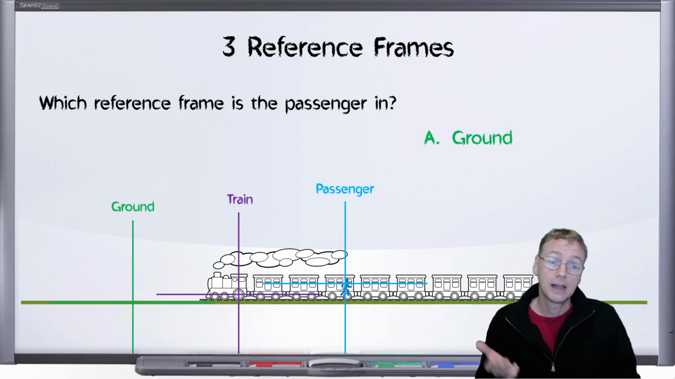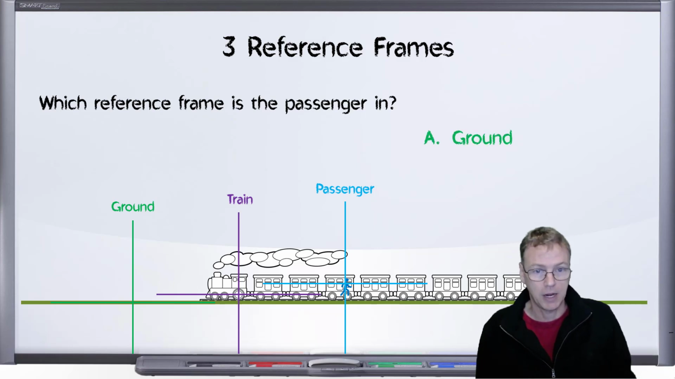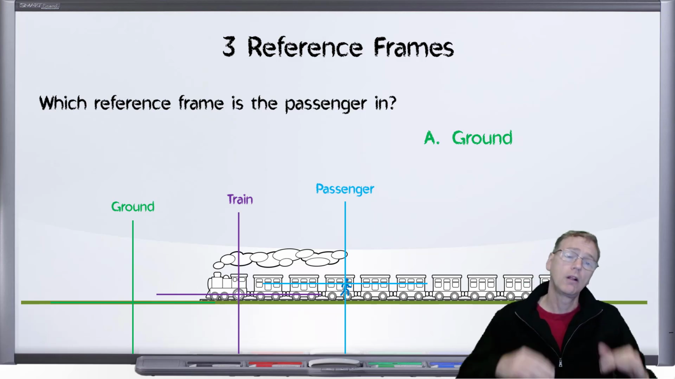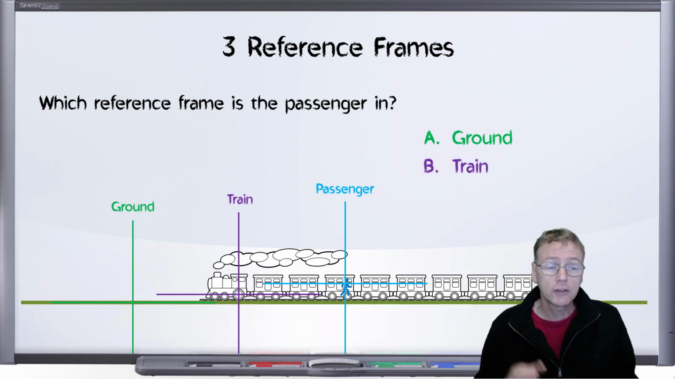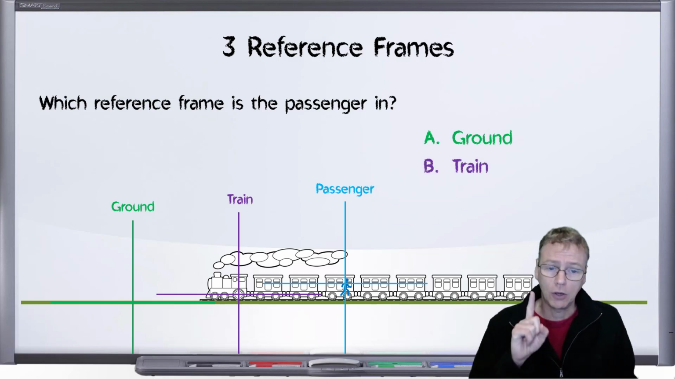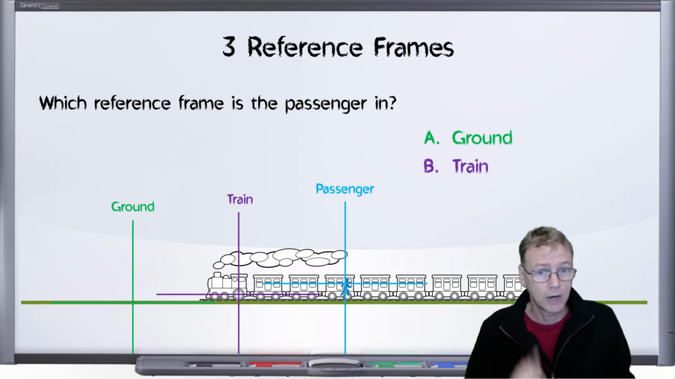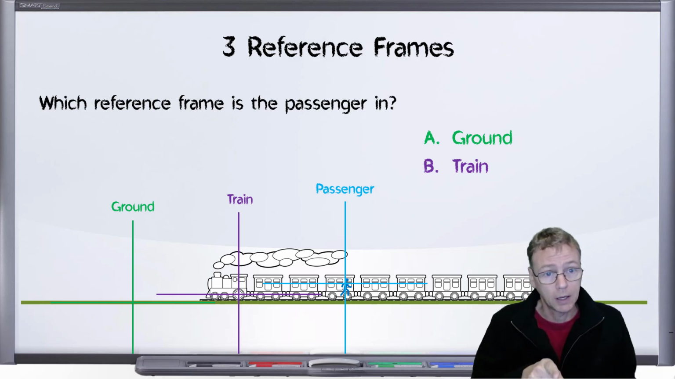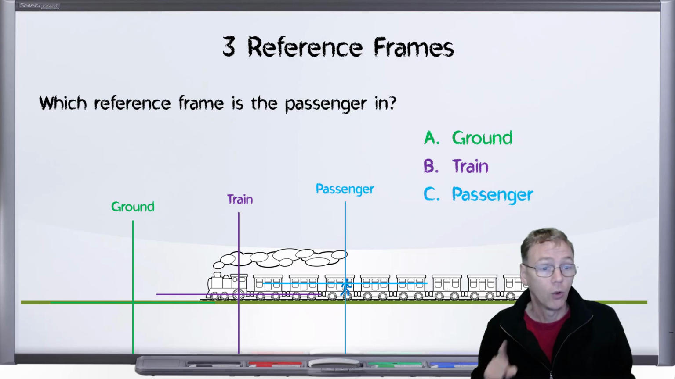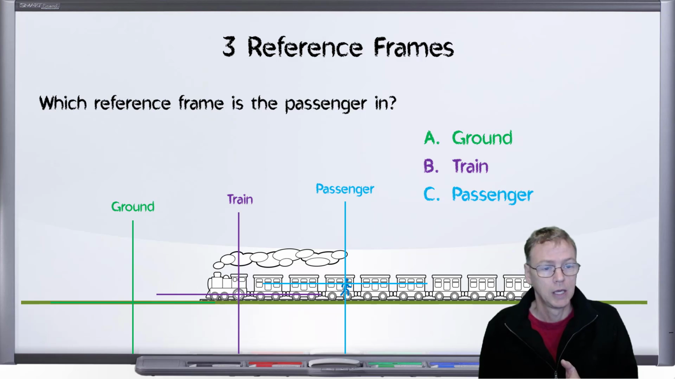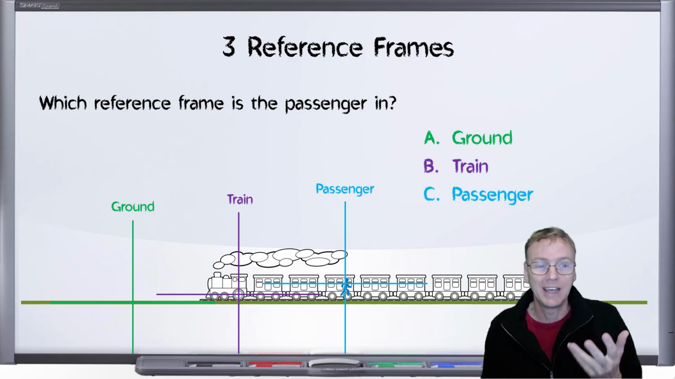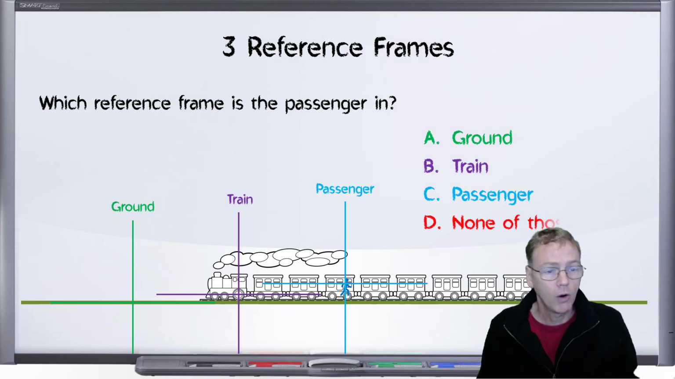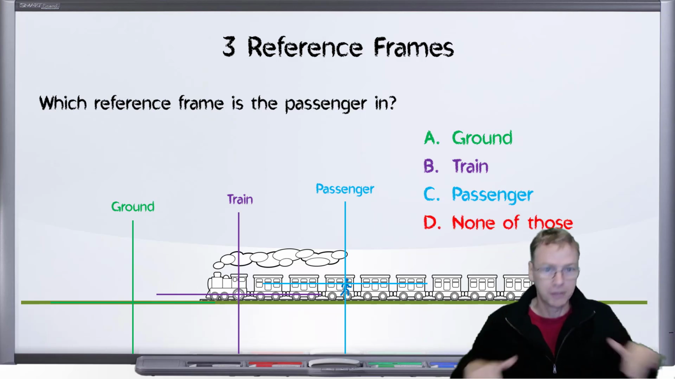Is the passenger in A, the ground reference frame? The ground is what's really real. The passenger is really in the ground reference frame. Or, no, the passenger is walking along the train, so the passenger must be in the train's reference frame, because the train is moving differently from the ground. Or maybe the passenger is in the passenger reference frame. That's the reference frame attached to the passenger, so the passenger is in the passenger reference frame. Or D, none of those.